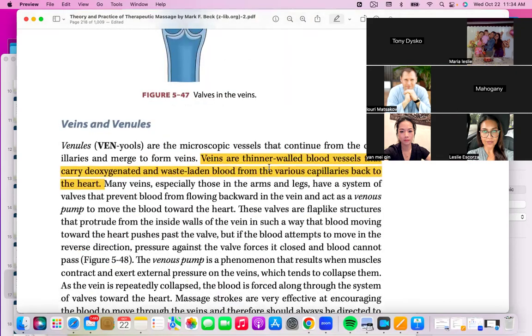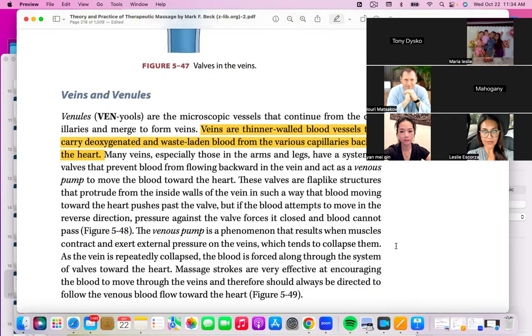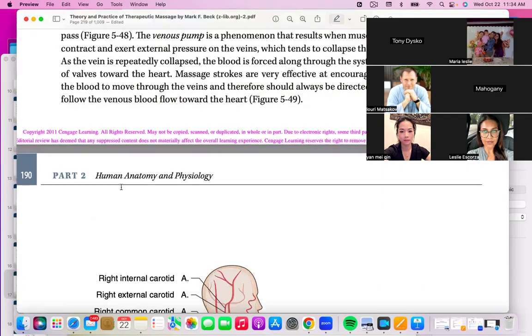Let's move down a little bit here. So venules, veins and venules. Veins are larger, venules are a little bit smaller. They are thinner-walled blood vessels that carry the deoxygenated and waste-laden blood from the various capillaries back to the heart. That's all we need to know about it.